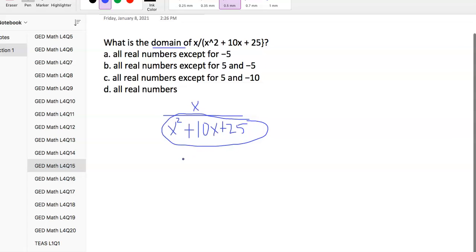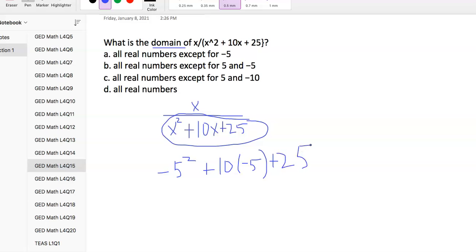It says all real numbers except for -5. So -5 squared plus 10 times -5 plus 25. If this equals 0, then answer choice A is correct. Let's go through it. -5 squared is 25, plus 10 times -5 is -50, plus 25. So 25 minus 50 is -25, plus 25 equals 0. It ends up this is the correct answer.